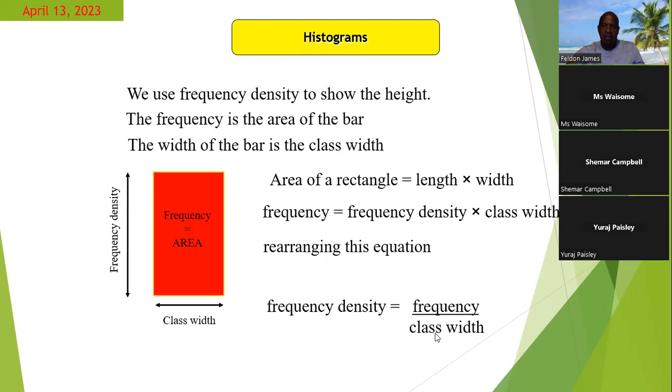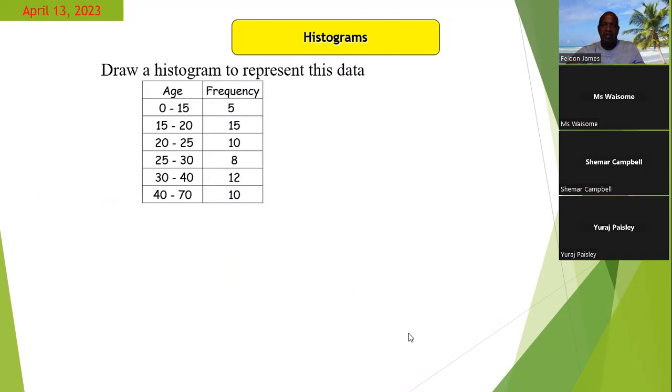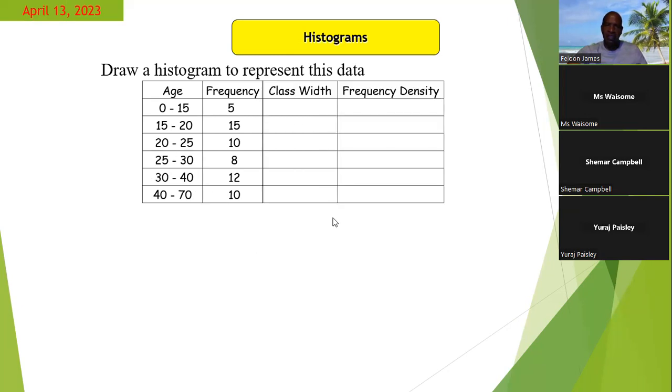Clear? All right, so it means that if we're going to construct this histogram based on this, we're now going to use the frequency, the class width, and the frequency density. Anybody remember how to calculate class width? Ms. Raysom, remind us how to calculate the class width, please. Frequency divided by frequency density. Like that. All right. Not sure.